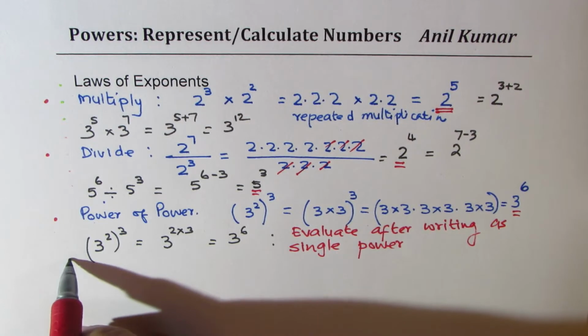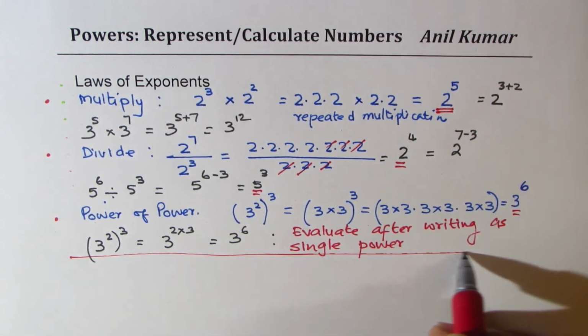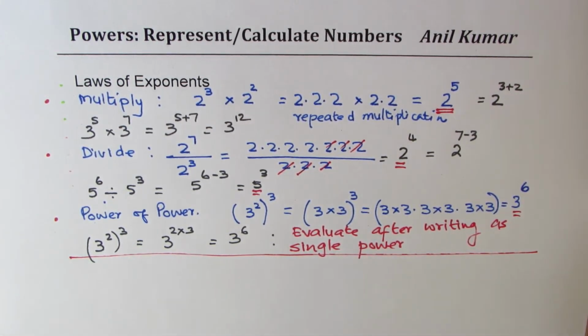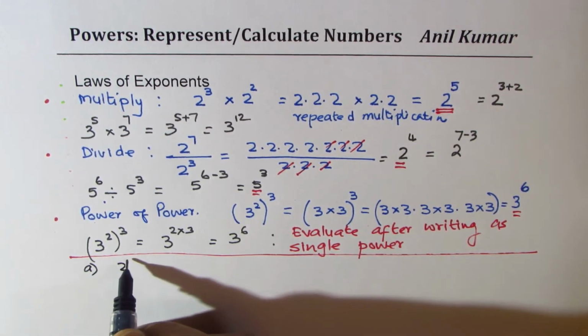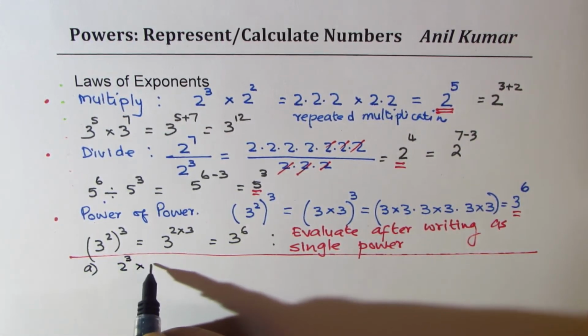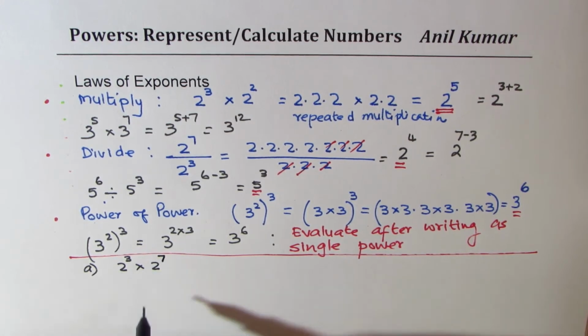Okay. So let me give you a few questions here. A. What is 2 to the power of 3 times 2 to the power of 7?